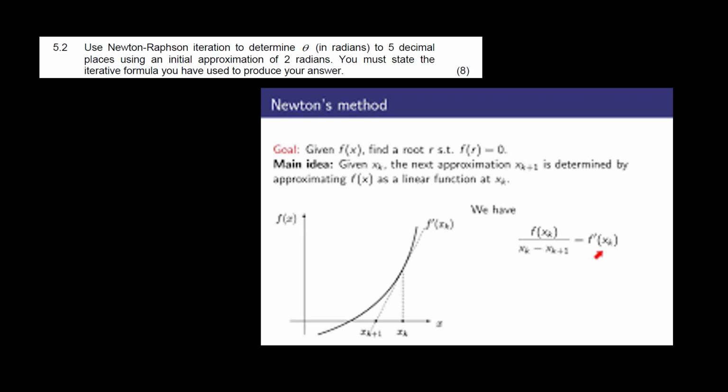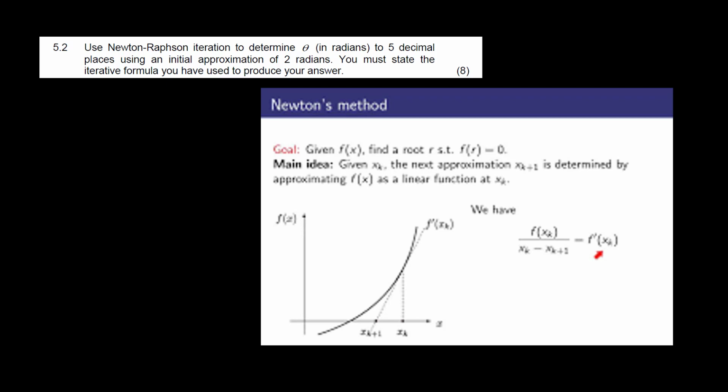Given a function f of x, find a root r such that f of r is equal to 0. The Newton-Raphson method approximates the roots of a function. We start out with an approximation x of n. Then we make the approximation of the derivative of the function f of x as a linear function. We get f derivative of x is equal to the slope of the linear function, which is equal to f of x over x of n minus x of n plus 1.